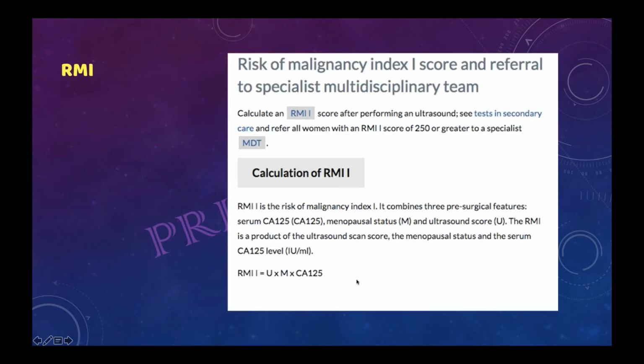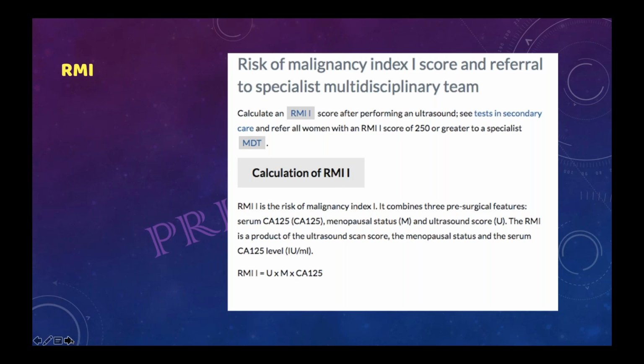Now you already know what the risk of malignancy index I is. The calculation is done, and how we calculate it matters, because the question comes from the calculation, and on the basis of this calculation you would be referring the patient to secondary care. Okay, so U is the ultrasound score, M is the menopausal status, and CA125 is the value in international unit per ml.